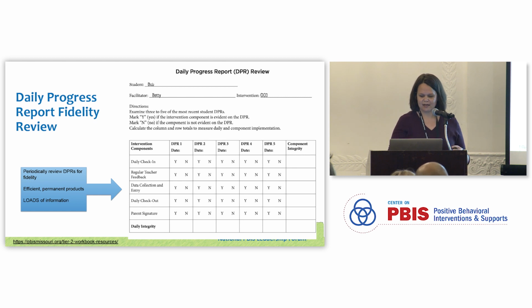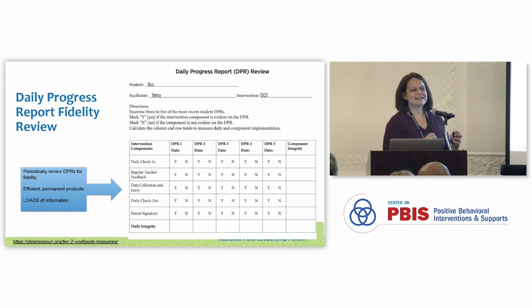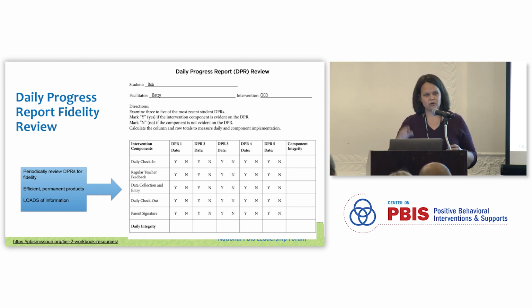So we can look at, this is another tool, a fidelity tool that is available on the Missouri PBIS website. There's a link to it at the bottom of the slide. But you can look at, did the student get rated every single period? Did they get rated every single day? Did they go through a check-in and a check-out with a facilitator? So you can look at those very basic components to see, is it in place? And you can look at trends across an entire week or across a single day. And again, this is something that can happen without a lot of extra effort because this daily progress report is already built in as a component of this intervention.